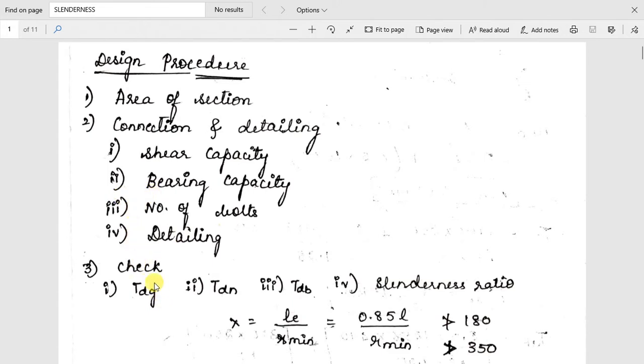So we will be checking for yield, rupture and block, and also we will be checking for slenderness ratio. And this is the formula to calculate the slenderness ratio: 0.85 times the length of the member divided by the minimum radius of gyration. And this value should not be greater than 180 when the wind loads are not acting on the section, and it should not be greater than 350 when the wind loads are acting on the section. So this is the procedure for design of tension member.